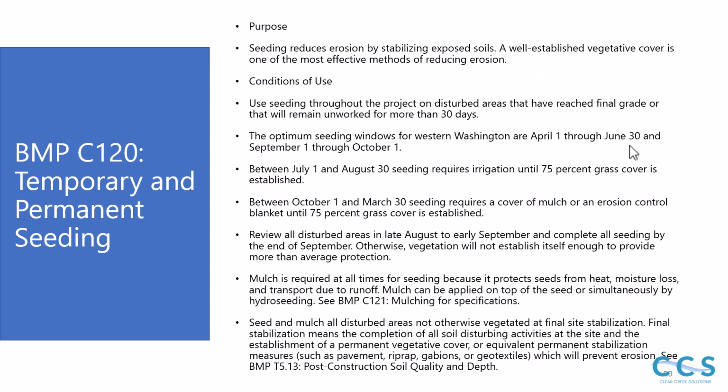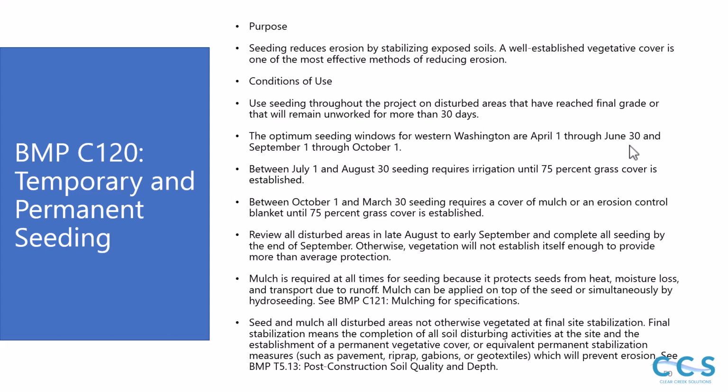Now this is BMP C120, temporary and permanent seeding. Seeding reduces erosion by stabilizing exposed soils. A well-established vegetative cover is one of the most effective methods of reducing erosion. Use seeding throughout the project on disturbed areas that have reached final grade or that will remain unworked for more than 30 days.